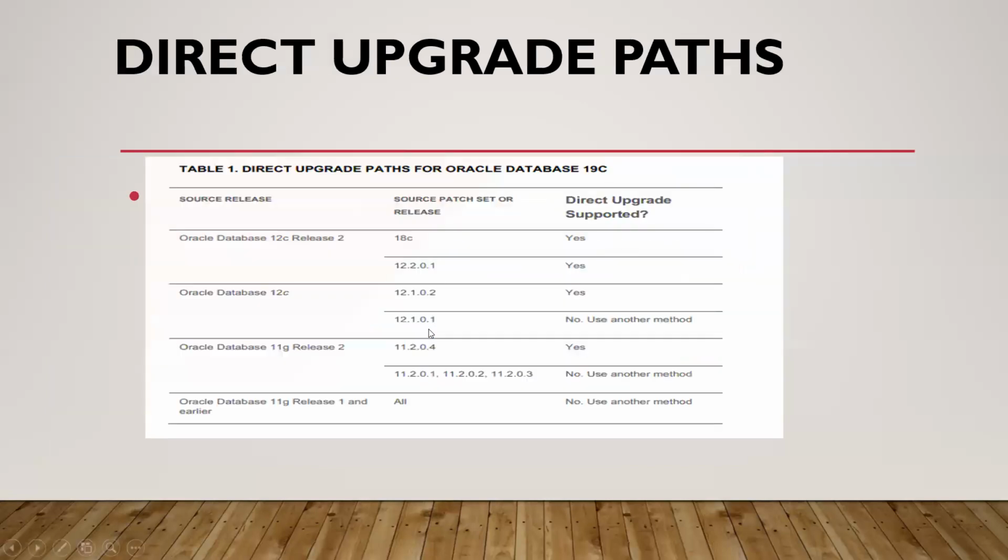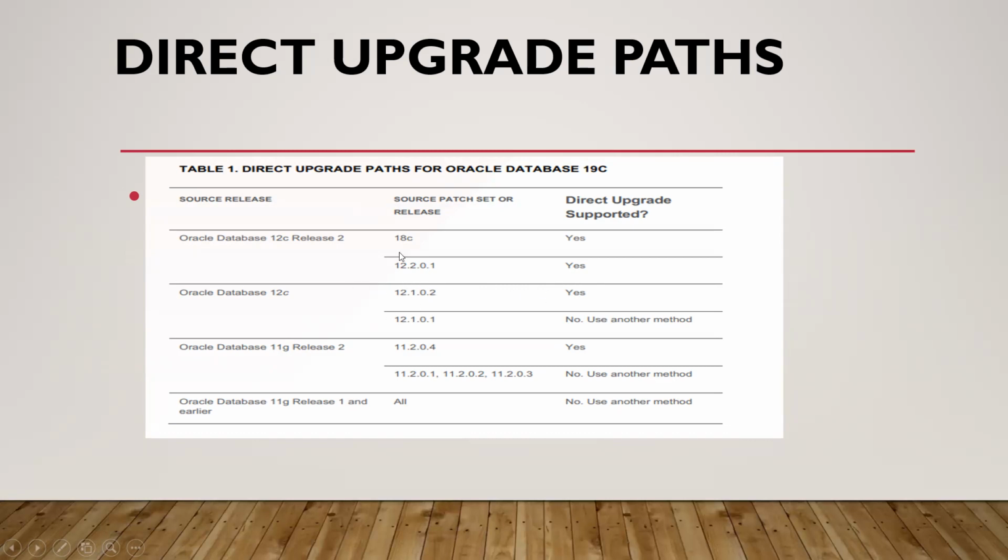And next, now we are going to read about the direct upgrade paths. Direct upgrade means from which version to which version. Like if you want to go for a 19C upgrade, that is your target. But what is your current release? Suppose your current release is 12.1.0.2. There is an option: you can directly upgrade your database from 12.1.0.2 to 19C. In an upcoming session, I'm going to show you this upgrade of my 12.1.0.2 database to 19C.